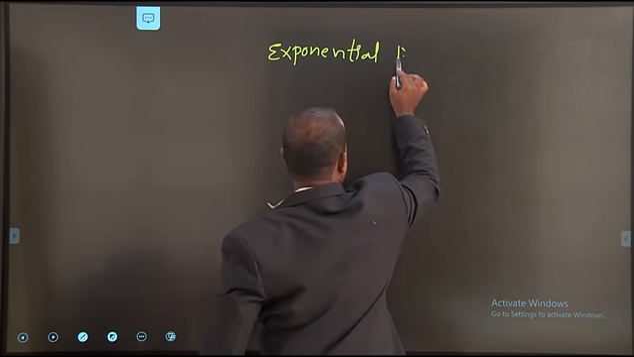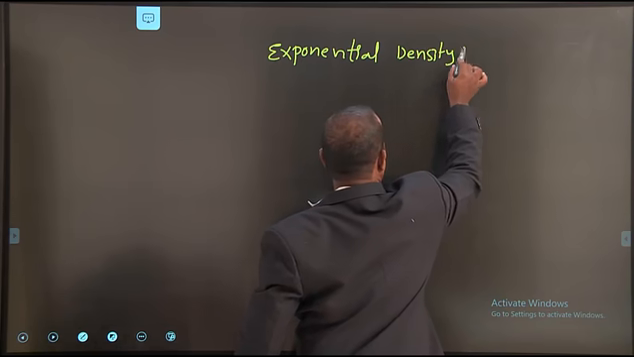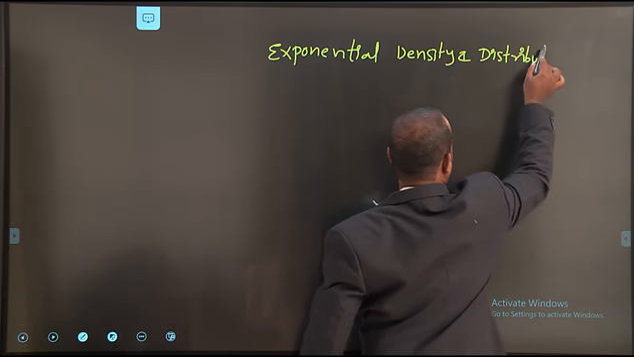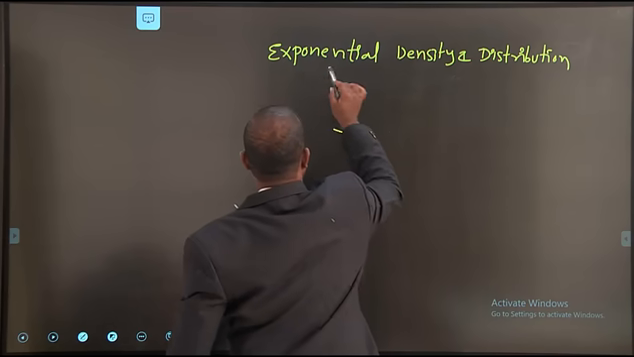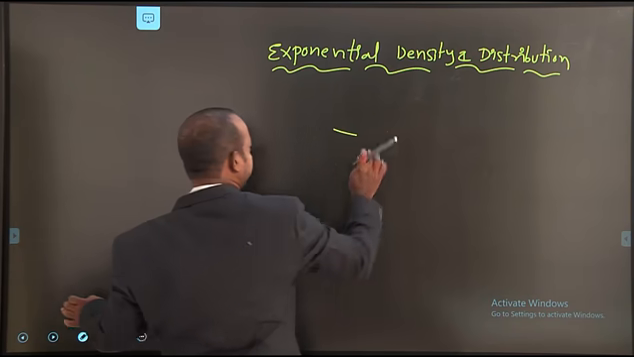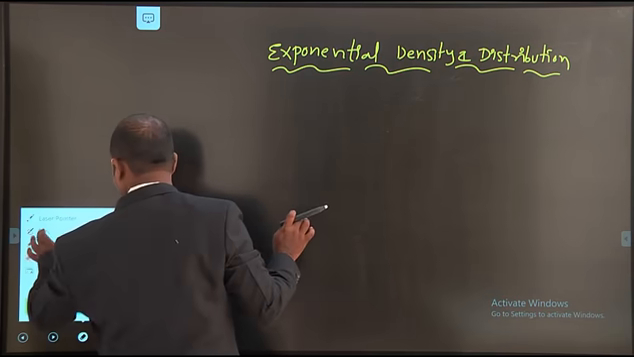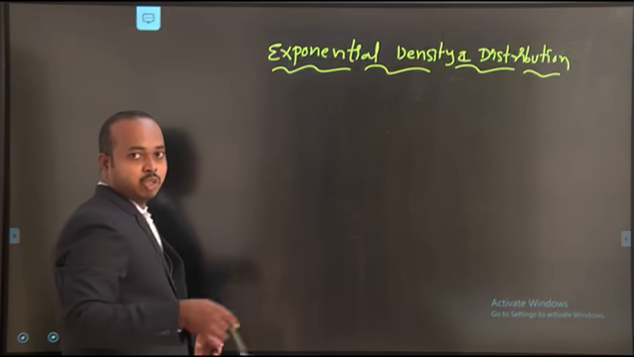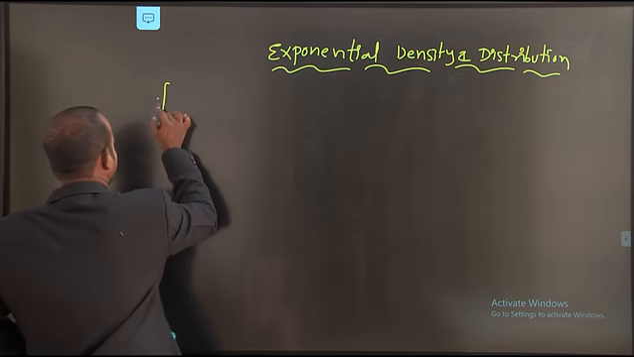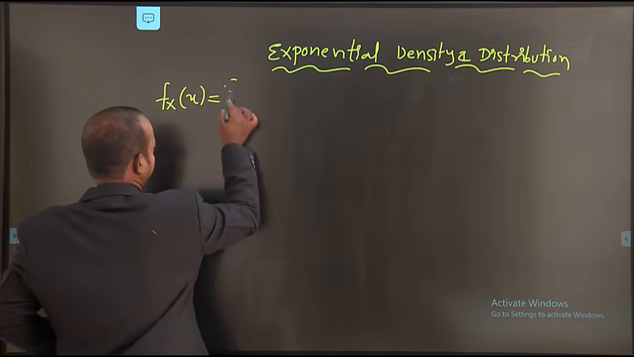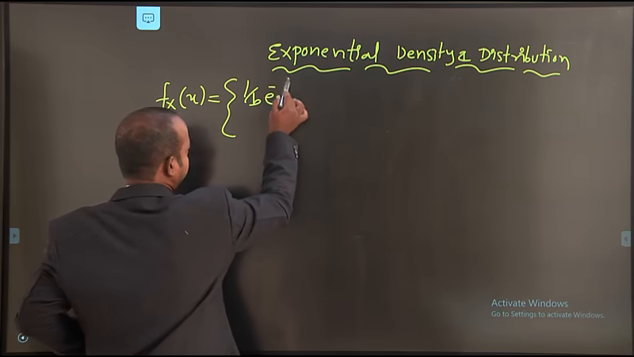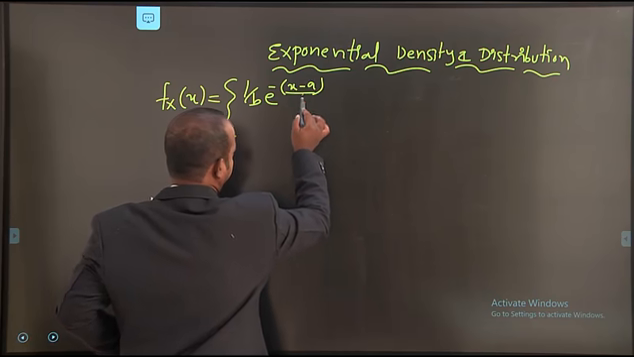Exponential density and distribution. The exponential density function, once again writing it: f_X(x) is equal to 1 by b e power minus (x minus a) divided by b.